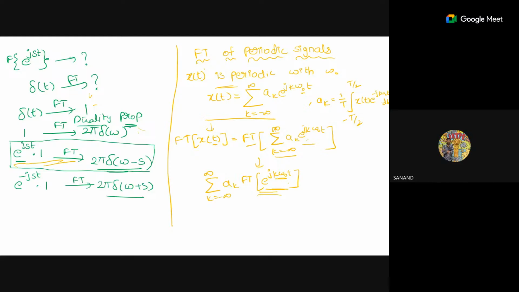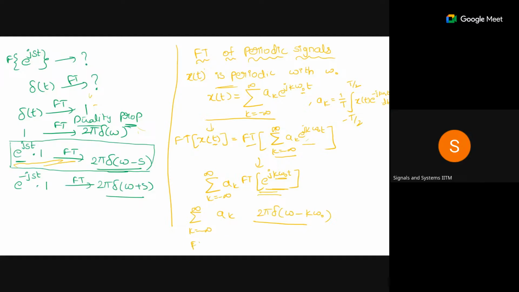It will be 2 pi delta of omega minus k omega naught. Correct. So it will be the summation over k from minus infinity to infinity of ak times 2 pi delta of omega minus k omega naught. This will be the Fourier transform for the periodic signal.